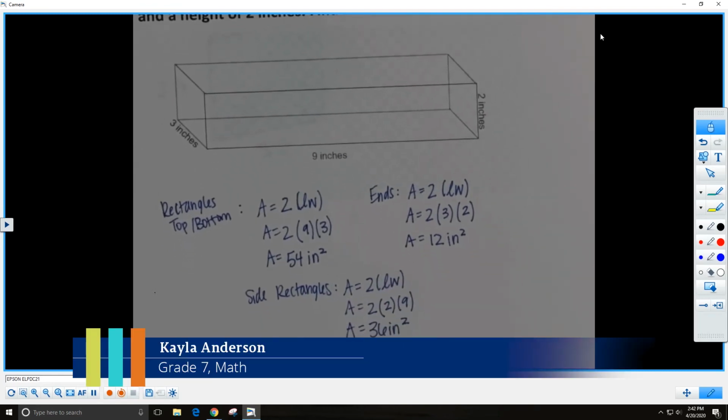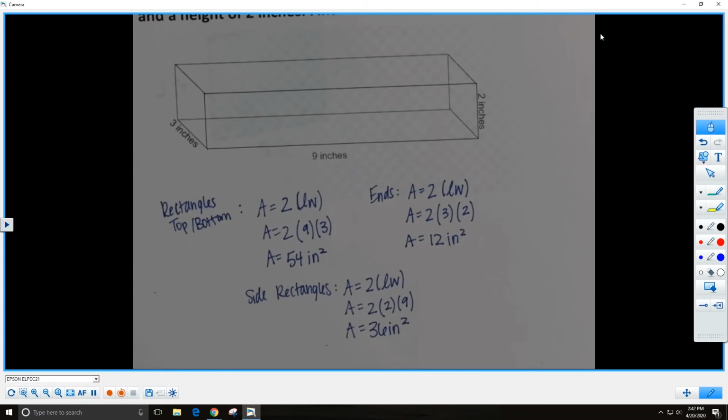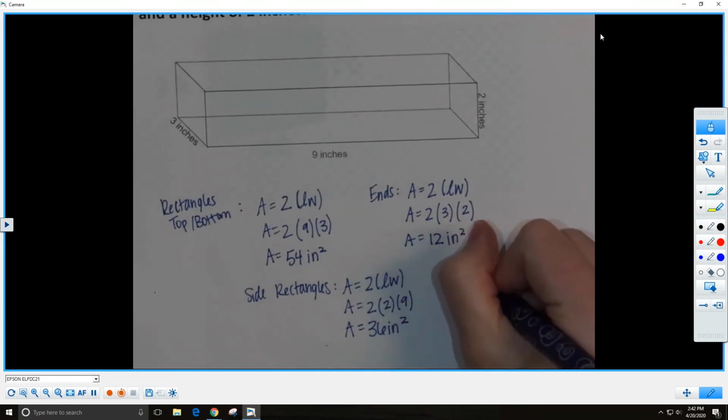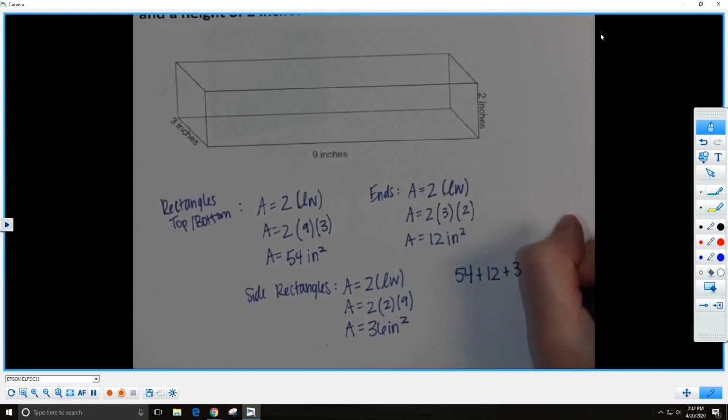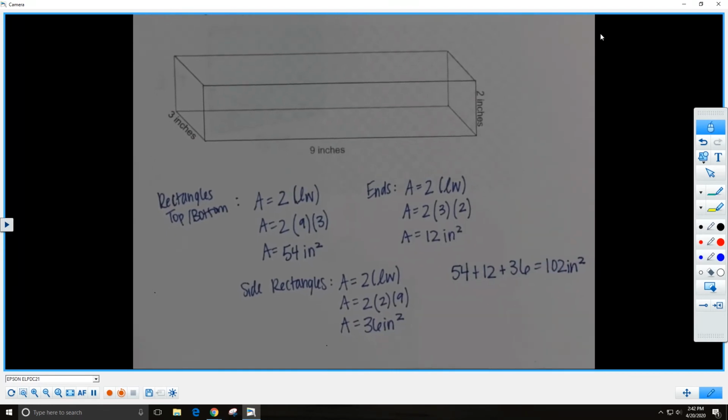Okay, so now that we have all the areas, let's find the surface area of the solid. So how are we going to do that? Yep, we are going to find the sum of all the area of all the faces. So the 54 plus 12 plus 36, which is going to give us 102 square inches. So the surface area for the spaghetti box is 102 square inches. Great. Let's try another one.